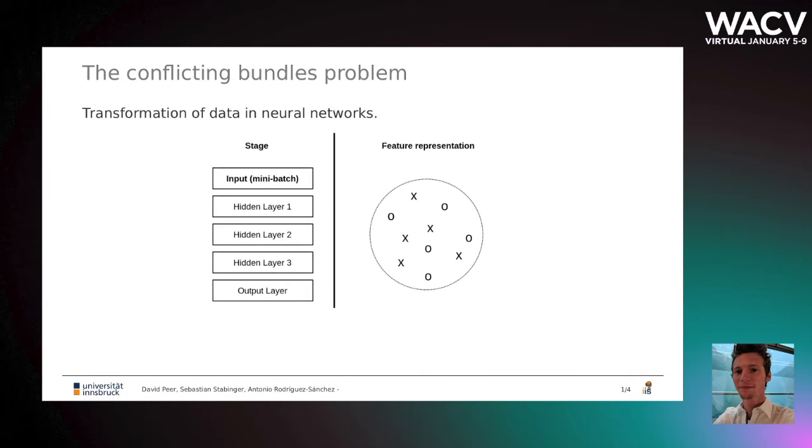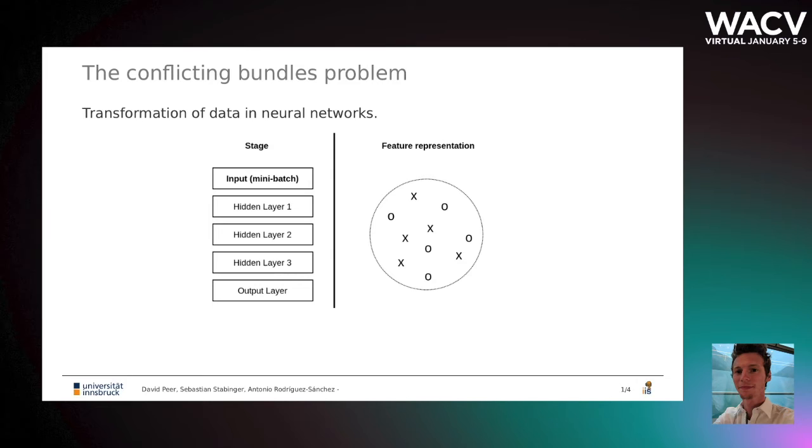Let's assume that our goal is to train a classifier to distinguish two different classes, the X's and the O's shown on the right side of this slide. To classify those samples, we train a neural network with 3 hidden layers and a linear output layer. To classify those samples correctly, it's therefore necessary for each hidden layer to transform and compress samples in a way such that those samples are linearly separable.